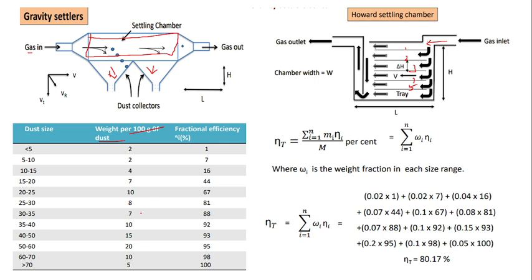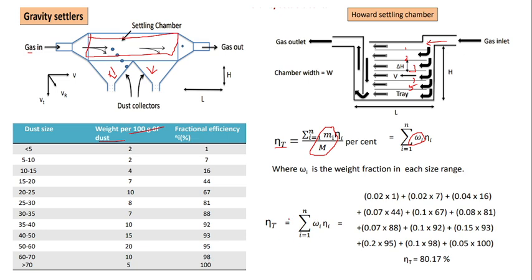So this is a model problem. The total efficiency is calculated using this formula: eta T is equal to summation of i equal to 1 to n of m_i into eta i, divided by capital M. Here m_i and capital M correspond to the mass of the individual particle fraction and the overall weight of the particles. This is simply termed the mass fraction or weight fraction, omega i. And eta i is the fractional efficiency, which is already given in the question itself.